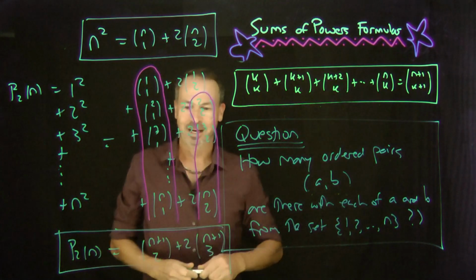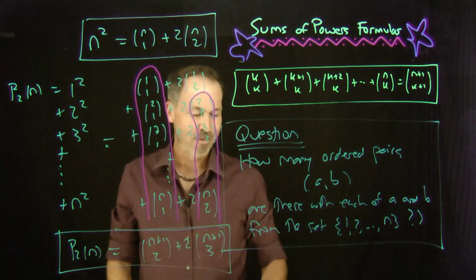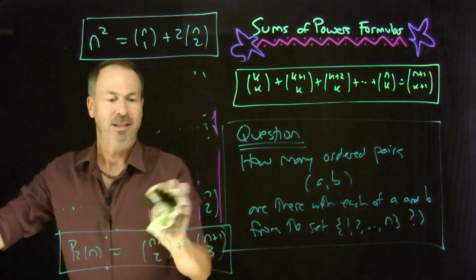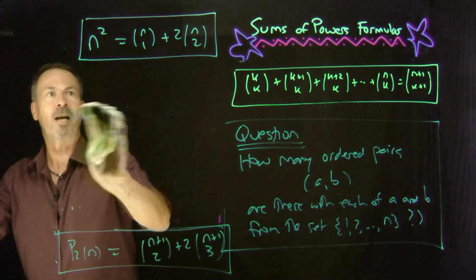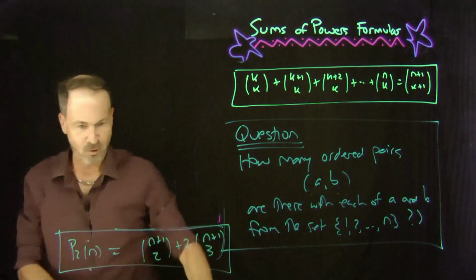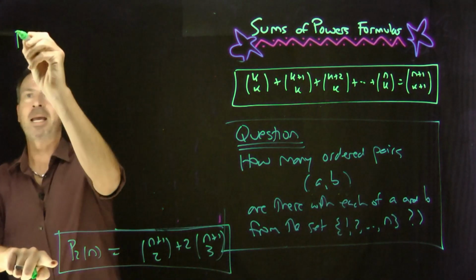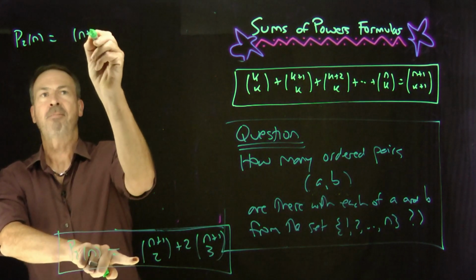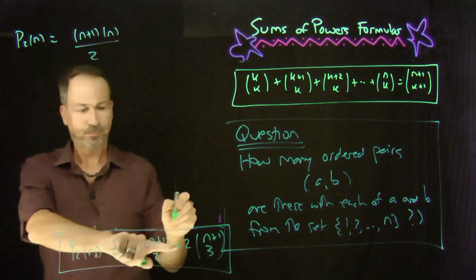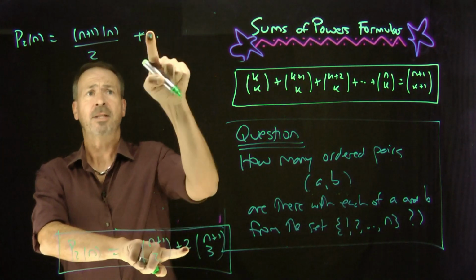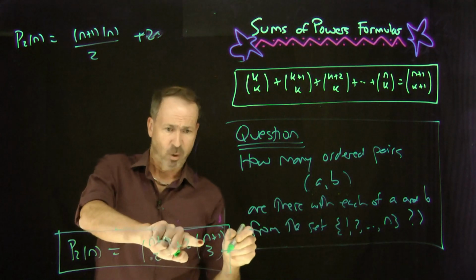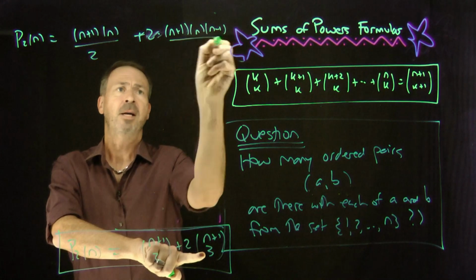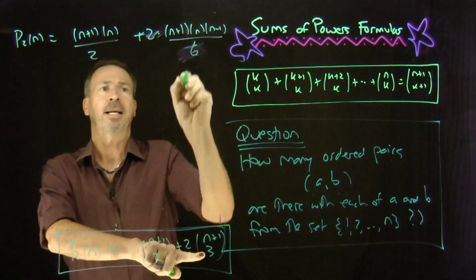I have a formula for it, and I wonder if that's the same one we had before. I bet it is. But how do we see that? Let me go through that work as well, and spell it out to make sure we understand that it is the same formula from earlier on. So P2 of n is n plus 1 choose 2, which is (n plus 1) n over 2, plus twice n plus 1 choose 3. That is n plus 1 times n times n minus 1, three of them, divided by 3 factorial. 3 factorial is 6.